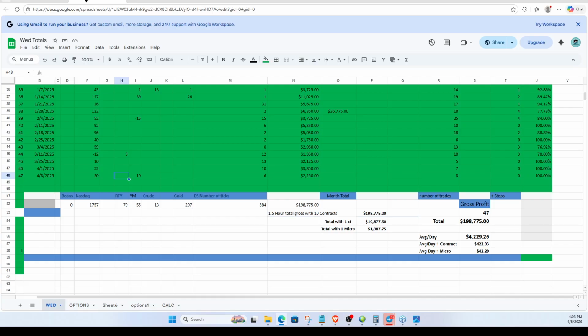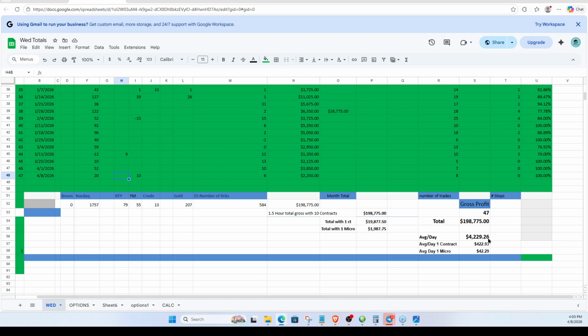We're just going to wrap this up with the Wednesday totals. We took 8 trades with 0 stops. We're up $225 per contract, to $2,250 with 10 contracts. 20 ticks on the NQ, 10 ticks on the YM, 6 ticks on the ES. And that's how we wrapped up for today.